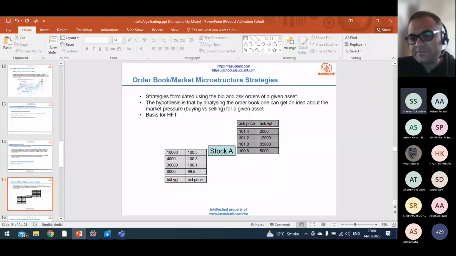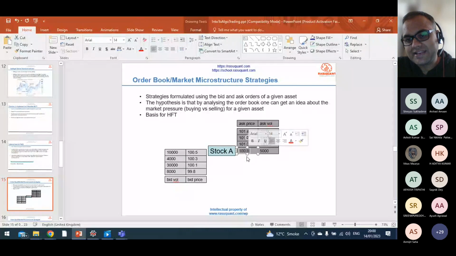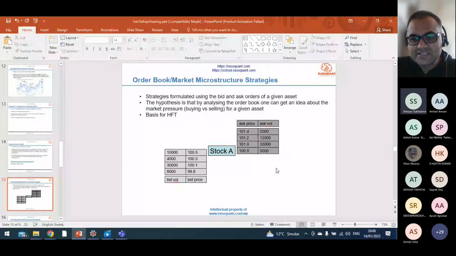Likewise, there are people who want to sell the stock as well. For example, another guy wants to sell a given stock at $100.8, and he wants to sell 5,000 stocks. The second guy wants to sell at 101, and he wants to sell 33,000 stocks of a given stock, right? So this is called the order book. This is called the market depth or market microstructure. So right now you can see that there is a mismatch.